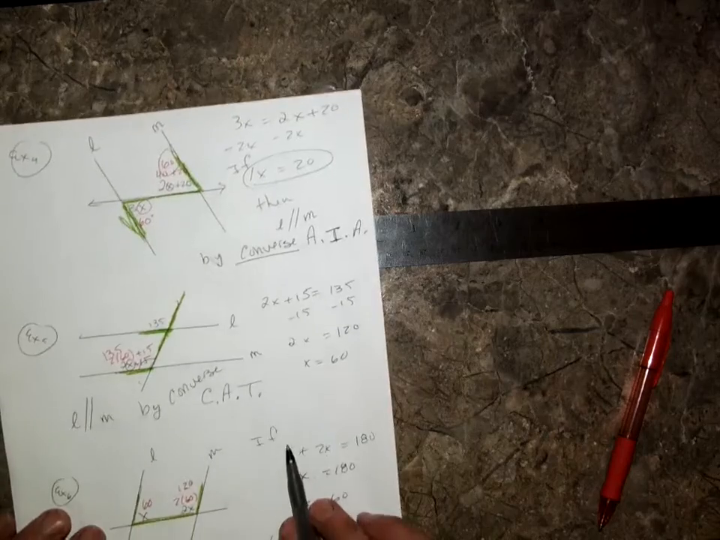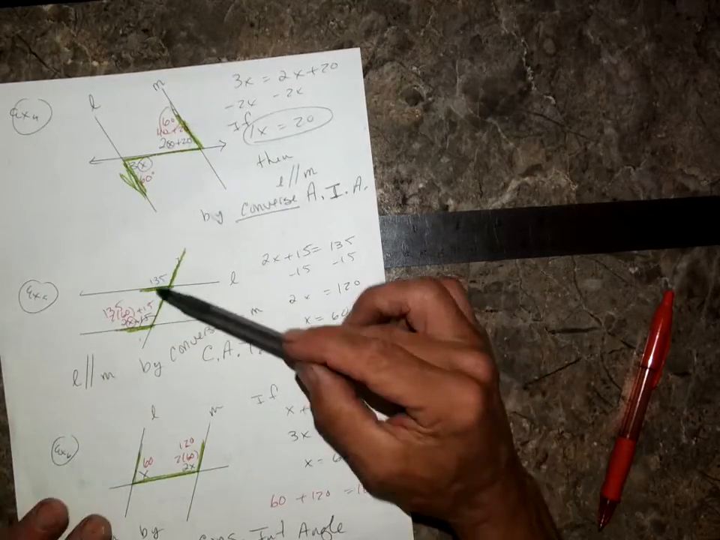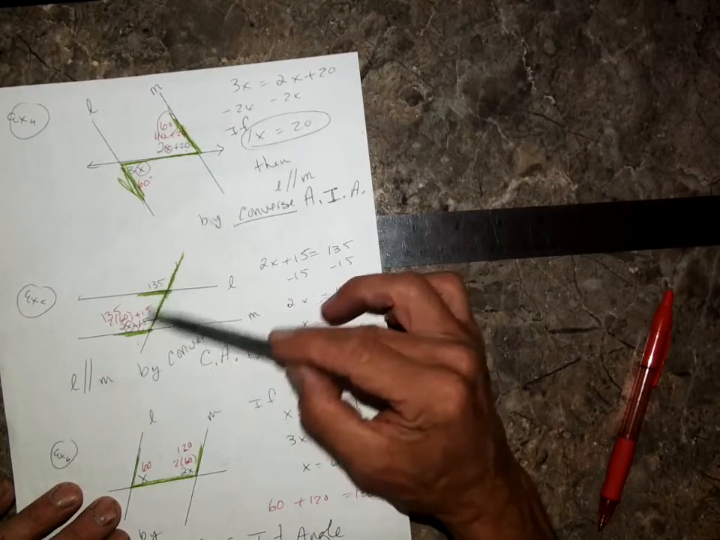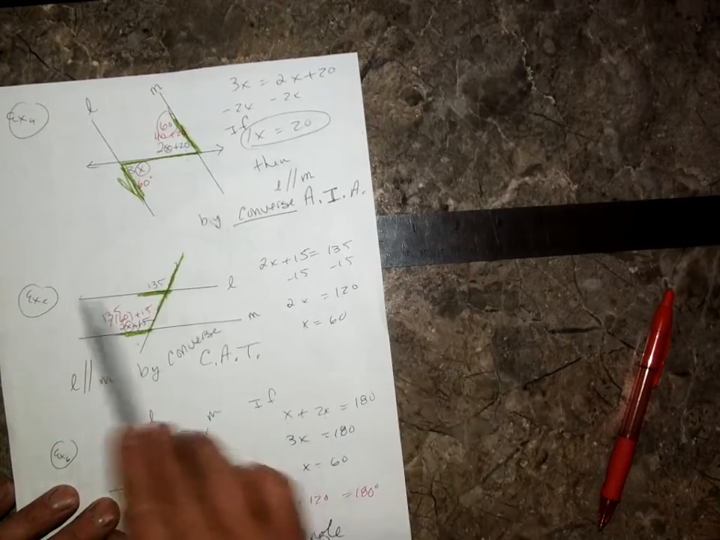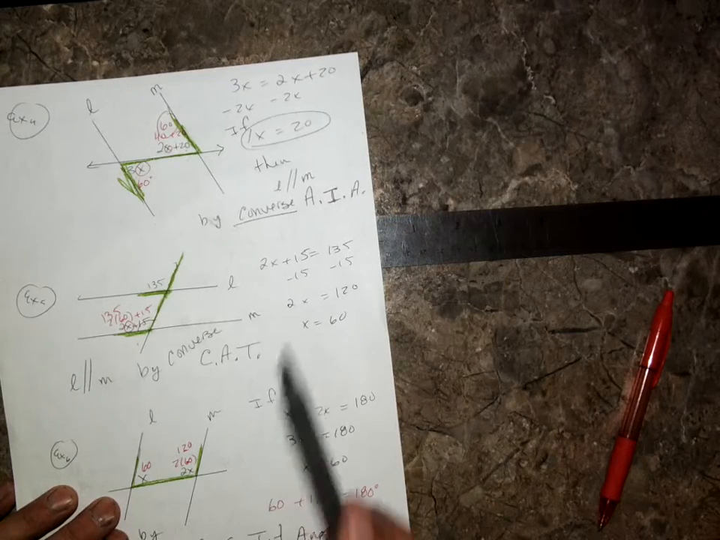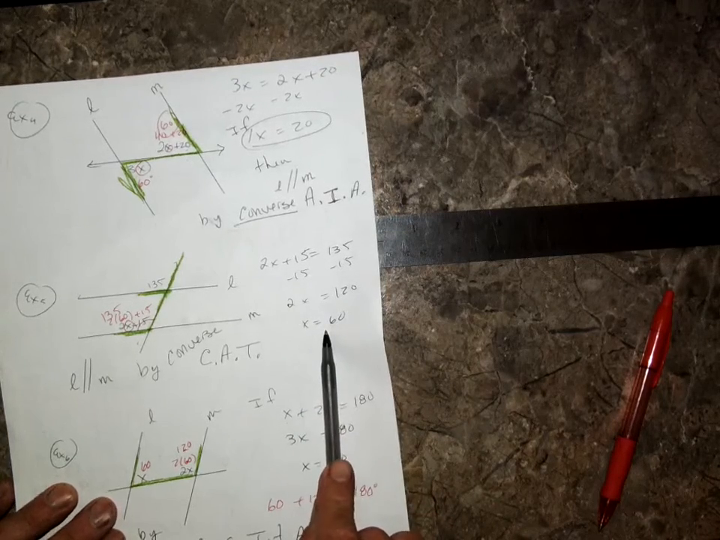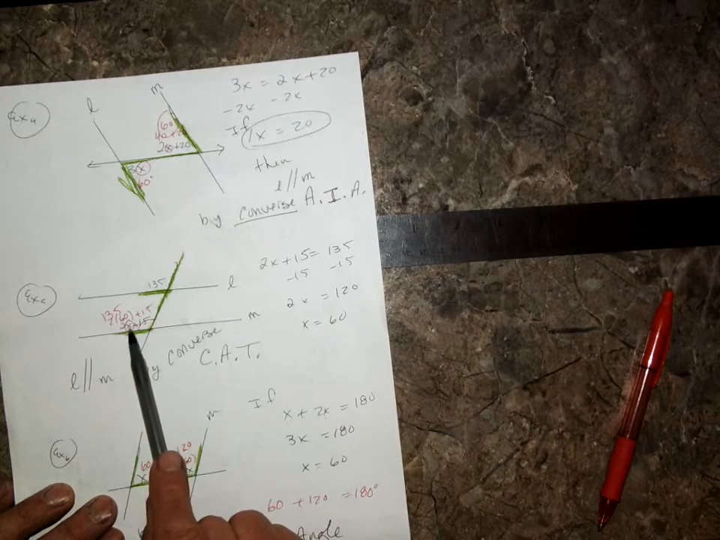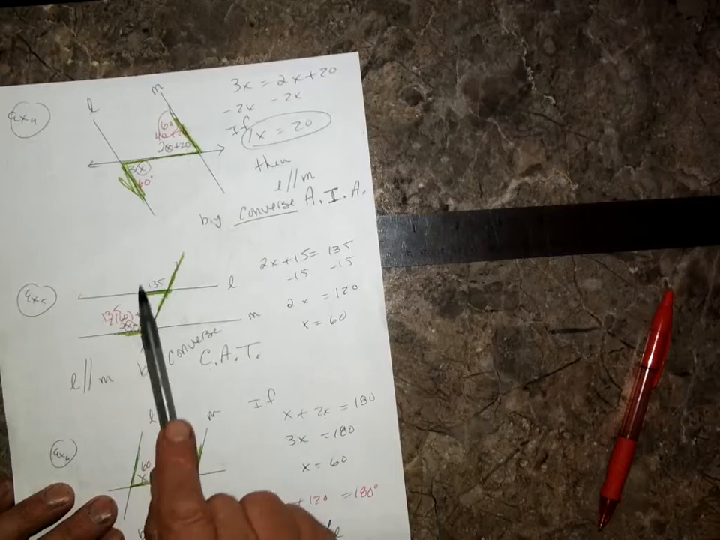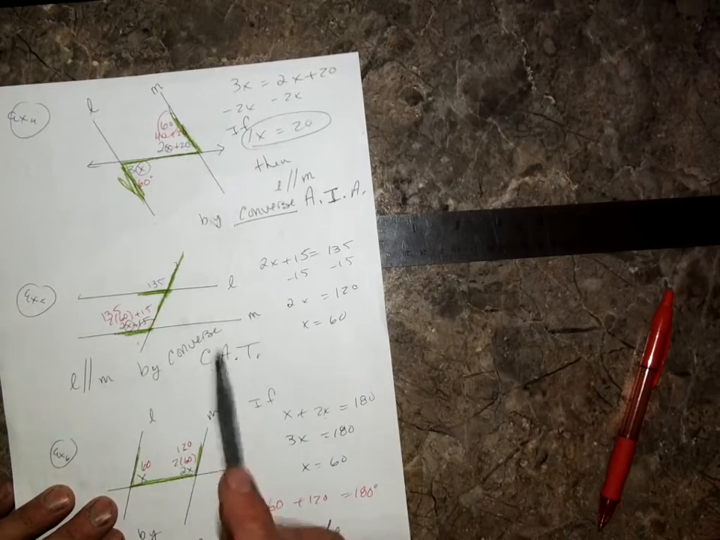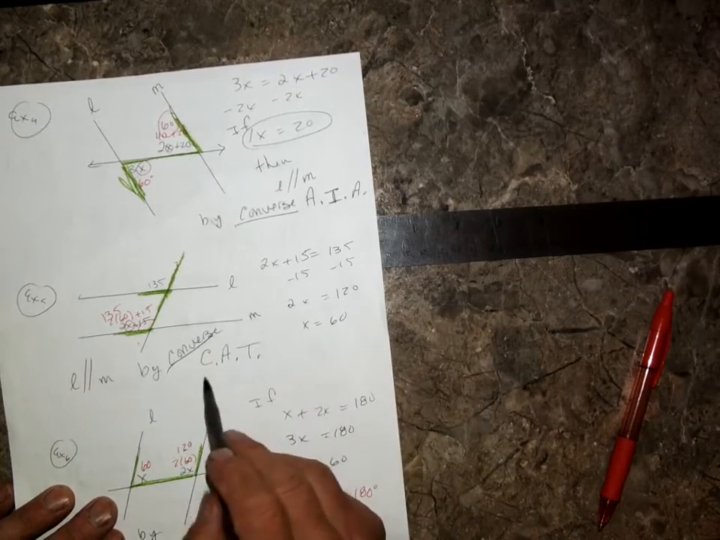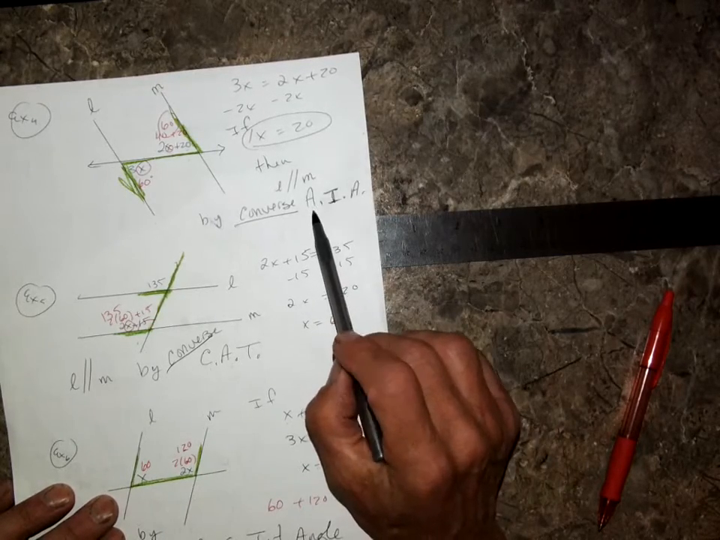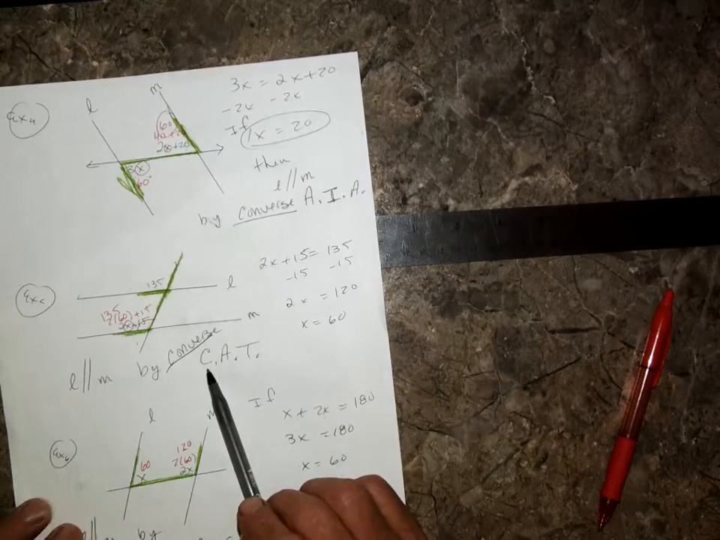Okay? Example 5. See the F? If these two corresponding angles are equal, then the lines L is parallel to M. So I set them equal, and I find the value of x. I solved. Find the value of x that would make them equal. If x is 60, I plug it in. 2 times 60 plus 15 is 135. 135, so yes, they're parallel by converse. Remember, we're making them parallel by converse corresponding angle theorem. So I'm kind of abbreviating here, but you can too. Alternate interior angles, corresponding angle theorem.